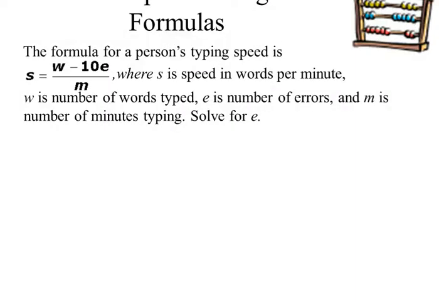Now let's go ahead and try this one. Here in this formula, they say to find a person's typing speed. They use this formula: S is equal to W minus 10 times E, divided by M, where S is speed in words per minute, W is the number of words typed, E is the number of errors, and M is the number of minutes typing. So here they want us to solve for E in this formula.